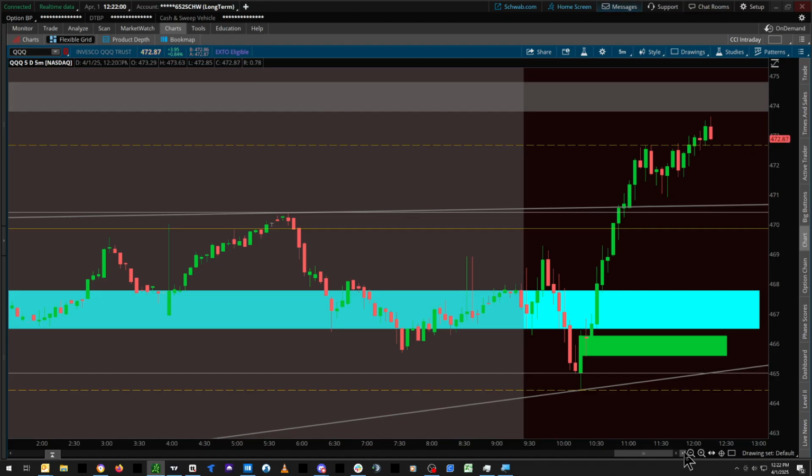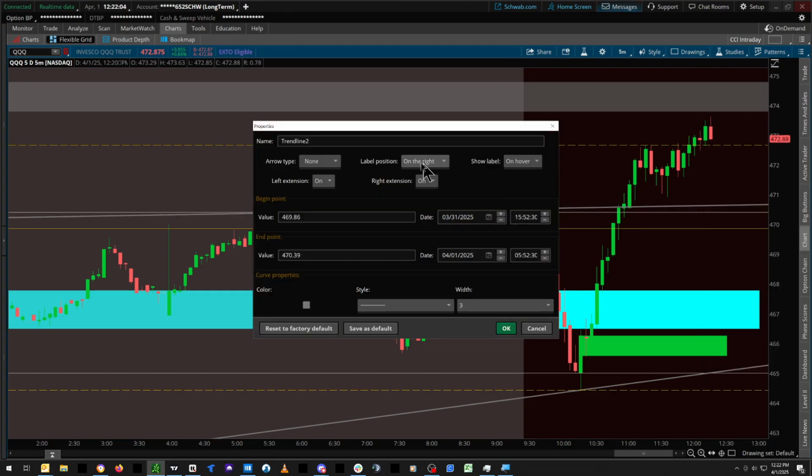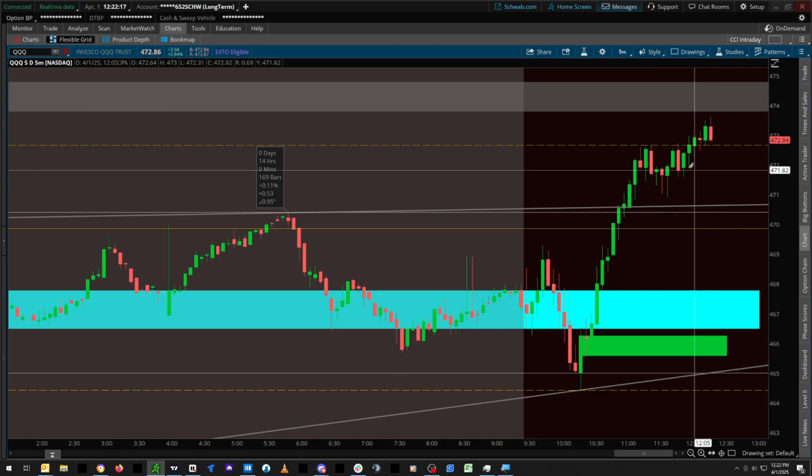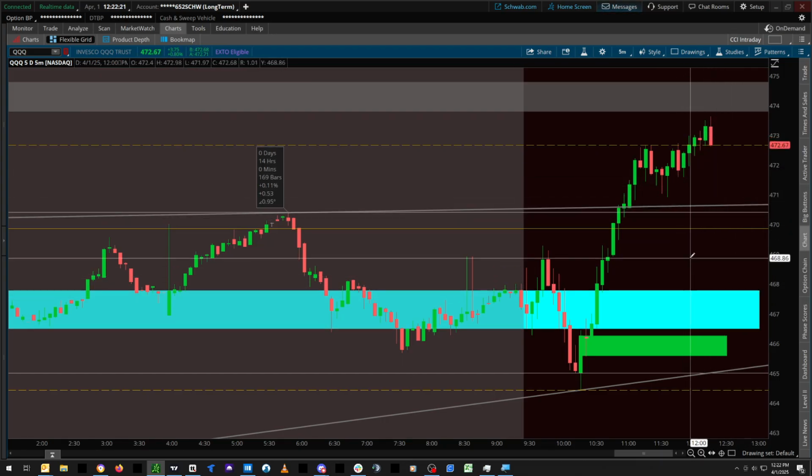And if you're on a platform like TradingView or something like that, I would have this labeled here as show label always on the right, which it's not showing. Okay, never mind. Anyway, you would label these lines as far as what their significance is and all that.